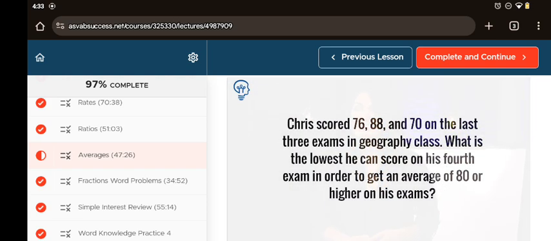Chris scored 76, 88, and 70 on the last three exams in geography class. What is the lowest score he can get on his fourth exam in order for his average to be higher than 80?